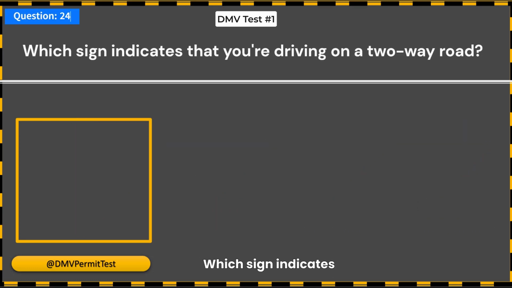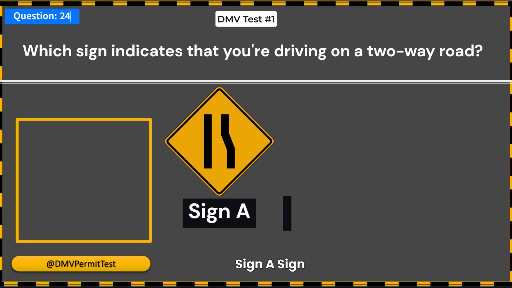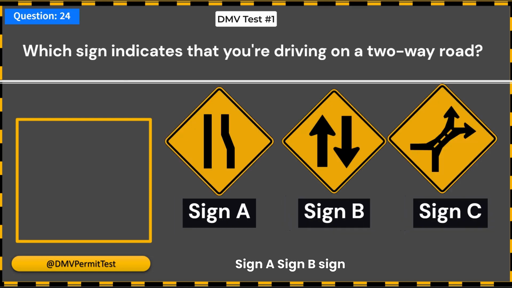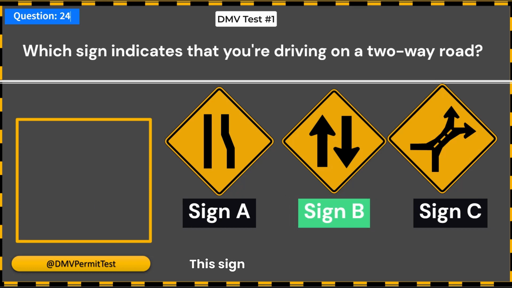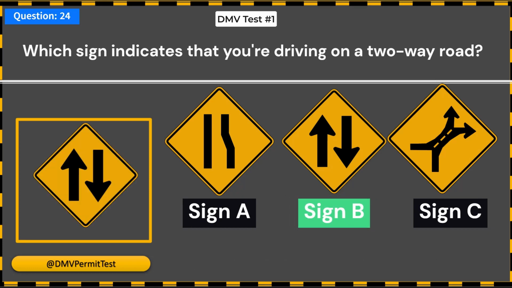Which sign indicates that you're driving on a two-way road? Sign A. Sign B. Sign C. Answer, B. This sign is known as two-way traffic ahead. The one-way street or roadway ends ahead. You will then be traveling on a road with two lanes of traffic moving in opposite directions. Stay in your lane to the right of the centerline. This sign may also be placed at intervals along the two-way roadway.